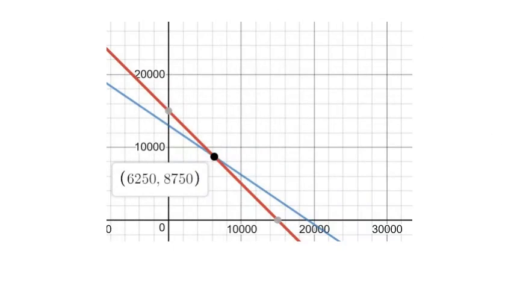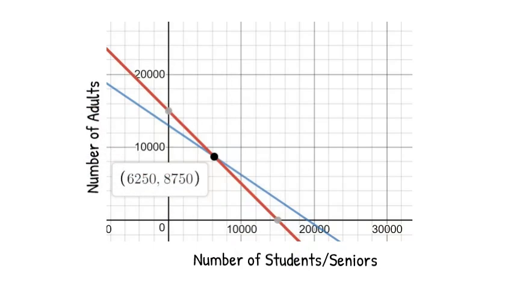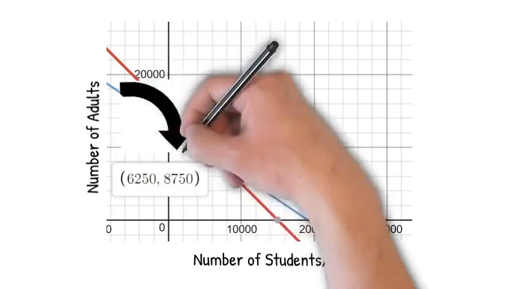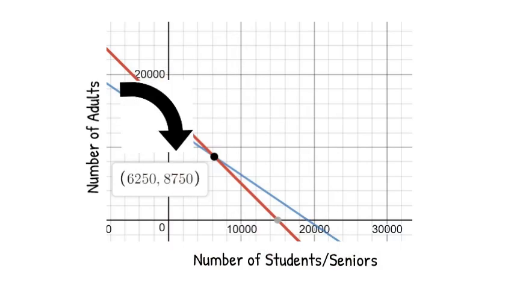Let's label the axis to help us keep track of our information. Our x is our number of students and seniors, and our y is our number of adults. You'll notice on the screen capture of the graph that I've marked the point of intersection with its coordinates, 6,250 and 8,750. Remembering that the coordinates are listed x then y, alphabetical order, we know that the second piece of information, 8,750, or the y, is the number of adults at the concert.